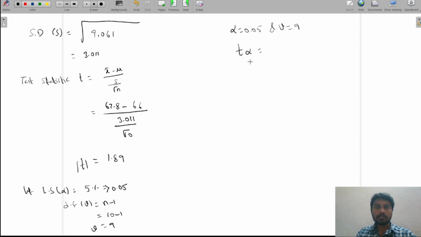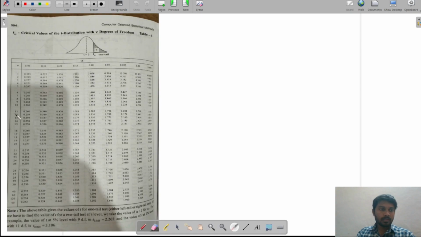I mean t alpha. Let's go to the table. See, the combination of 9 and 0.05 is here. What is the value? 1.833.